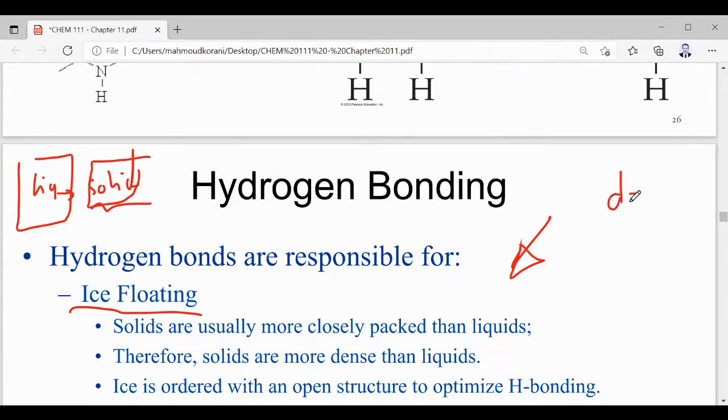And as you know, density is defined as mass per unit volume. So once the volume is decreased, the density increases. Thus, in general, the solid is more dense than the liquid, and the opposite is happening in water. The ice is less dense than liquid water. Subhanallah. If the opposite happened, all the living organisms in the seas and the oceans would die if the ice were more dense than the liquid.